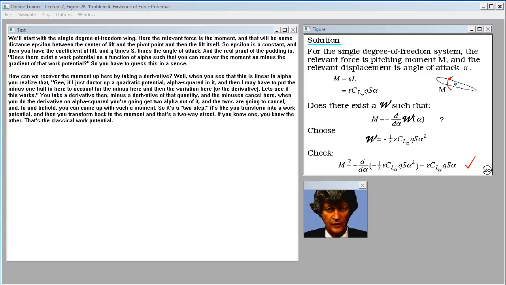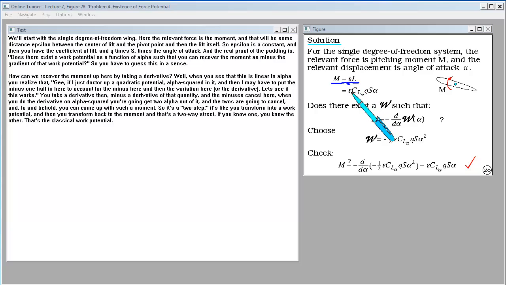We'll start with the single degree of freedom wing. Here the relevant force is the moment, and that will be some distance epsilon between the center of lift and the pivot point, and then the lift itself. So epsilon is a constant, and then you have the coefficient of lift times q times s times the angle of attack. And the real proof of the pudding here is, does there exist a work potential as a function of alpha such that you can recover the moment as minus the gradient of that work potential?